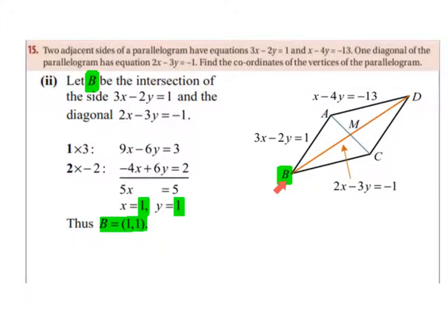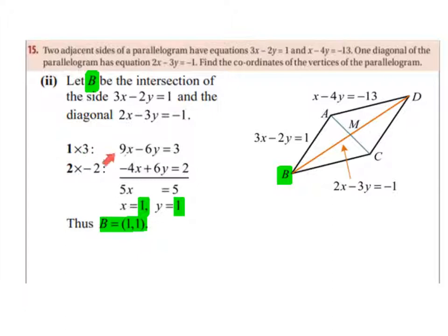So point B, we can see, is the intersection of the line 3x minus 2y equals 1, one of the sides of the parallelogram, and the diagonal, which is 2x minus 3y equals minus 1. So we're going to solve these simultaneously to find point B. So let B be the intersection of the side 3x minus 2y equals 1 and the diagonal 2x minus 3y equals minus 1. So we're going to multiply equation 1 by 3.